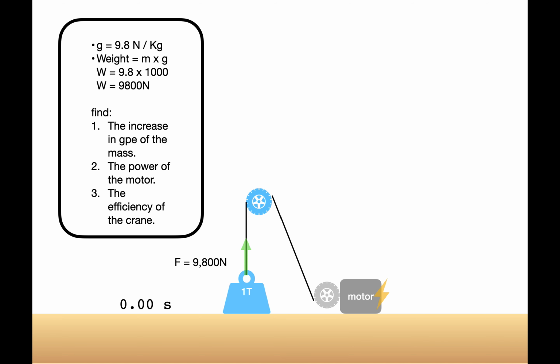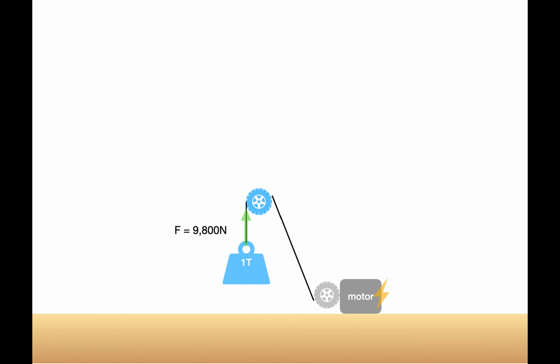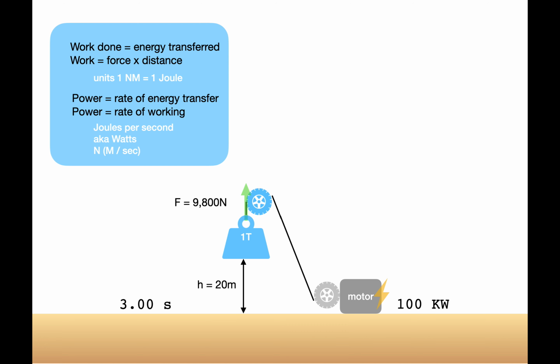We have a mass of 1 ton, and we're going to lift it using an electric motor. We just go through a few ideas. Gravitational field strength is 9.8 newtons per kilogram, so weight is equal to m times g, as it always is. So the weight of this object is 9,800 newtons pulling down, and we're asked to find the increase in the GPE of the mass when it is lifted. So if we lift it through a height of 20 meters in 3 seconds, let's bring up those definitions that we had a little earlier and see if we can use them.